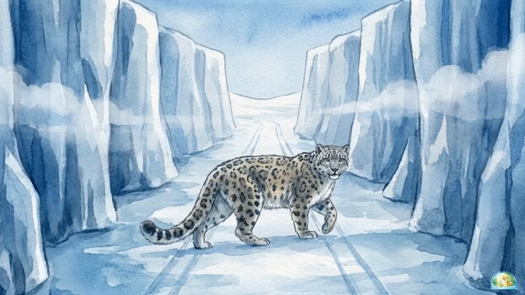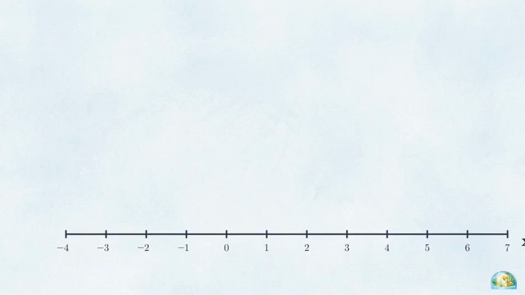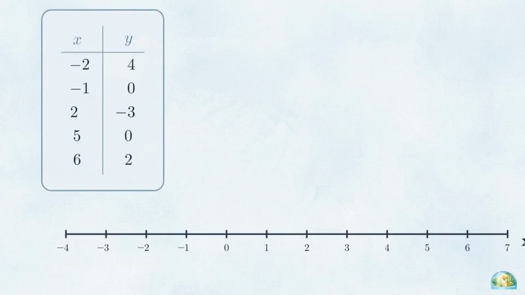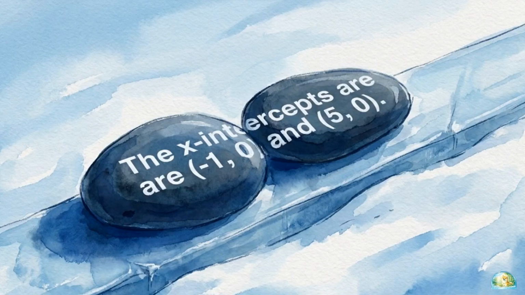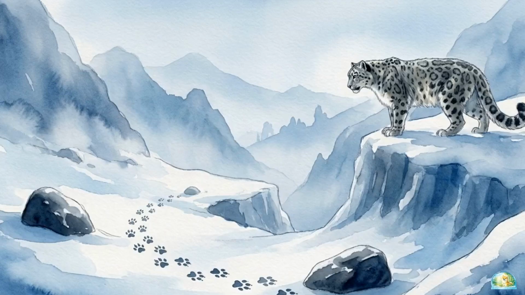A quadratic has table values y equals 0 at x equals negative 1 and x equals 5. What x-intercepts should appear on the graph? This arrangement of stones and ice grooves reminds us that x-intercepts happen where y equals 0. The table shows y equals 0 at x equals negative 1 and x equals 5. So the graph should cross the x-axis at negative 1, 0 and 5, 0. The x-intercepts are negative 1, 0 and 5, 0. Data tables and graphs are two different languages describing the exact same spatial truth.